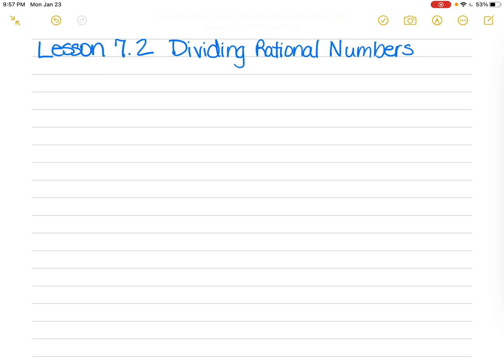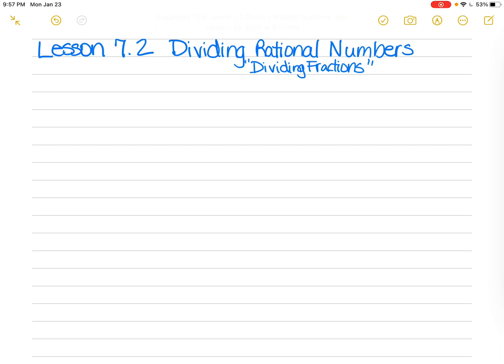So just like lesson 7.1, multiplying rational numbers, this is the same, as we're just going to be dividing fractions. Your book says dividing rational numbers, but we're just working on dividing fractions. Okay, remember you should be taking notes.